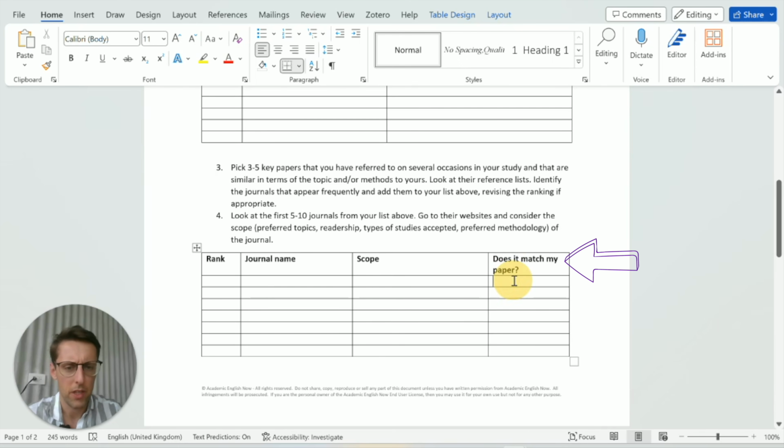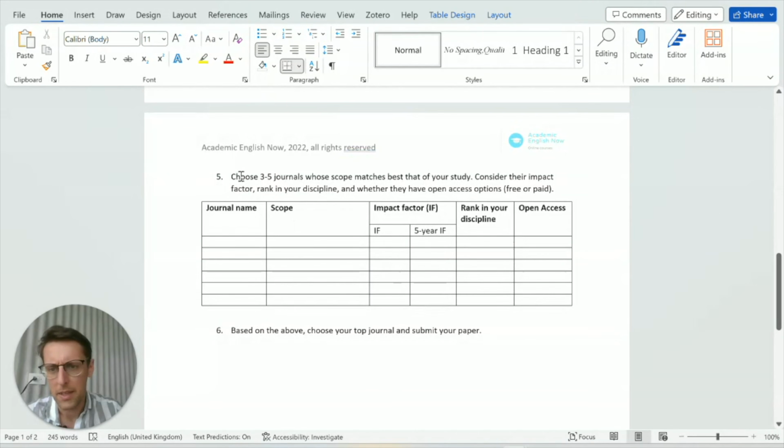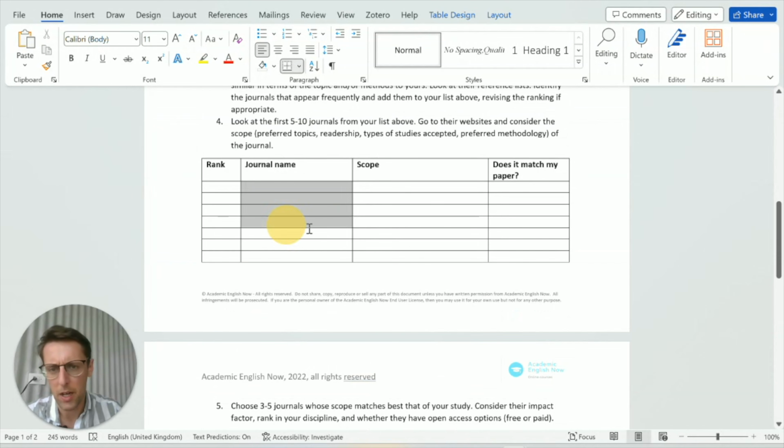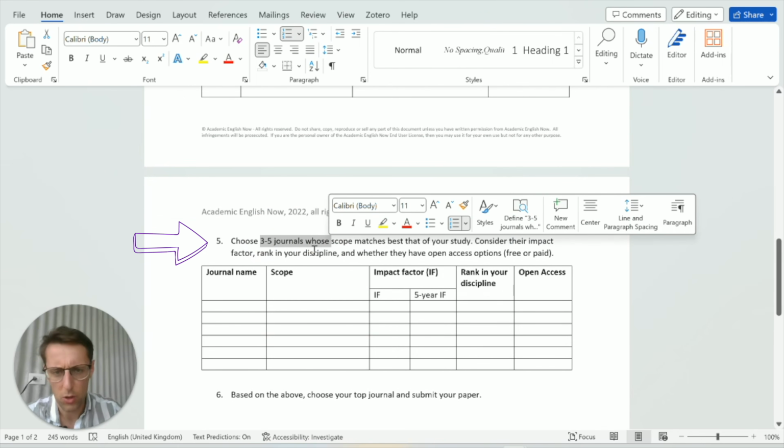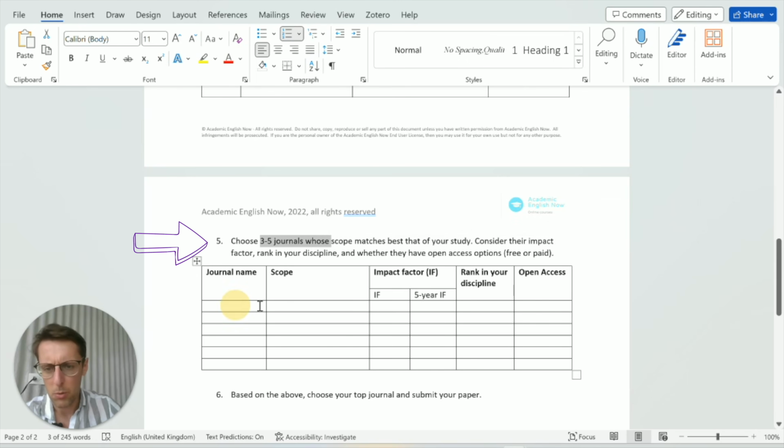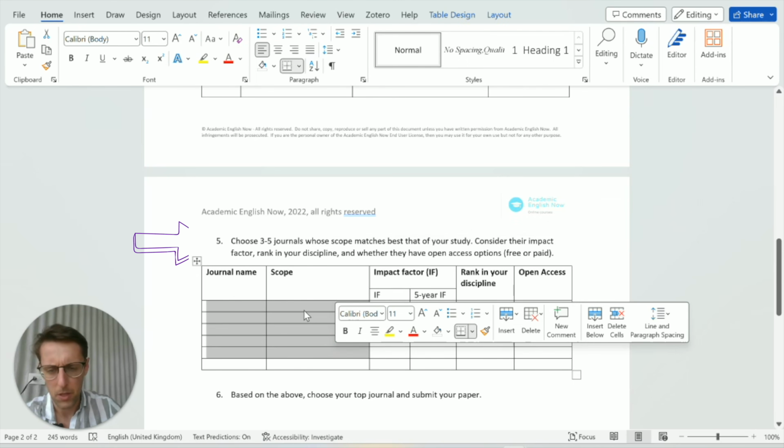And then you just want to answer yes or no whether it matches the scope of your paper, because if it doesn't, then you want to delete that journal from your list. And then in here you might have 5 to 10 journals, and you want to choose 3 to 5 whose scope matches your study the best, okay? And then you want to put them in here, okay?